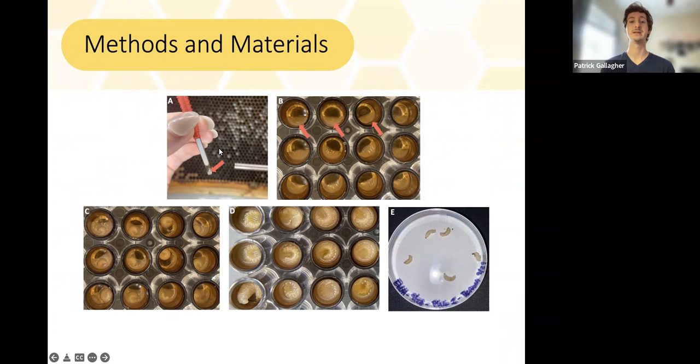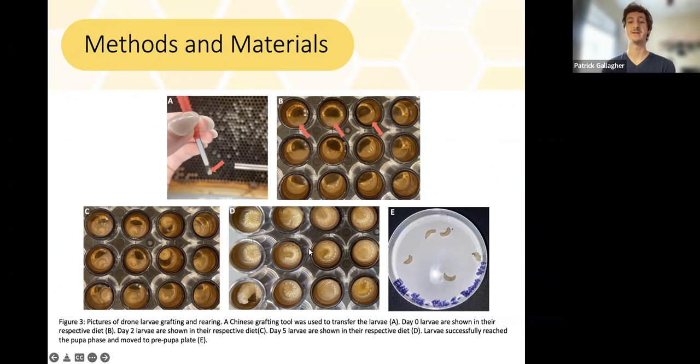The first one is showing the grafting tool that we used to move all of the larvae. The second one is showing day 0 larva. The third one is showing day 2 larva. The third one is showing day 5 larva. And finally, the last one is showing our pre-pupa plate.